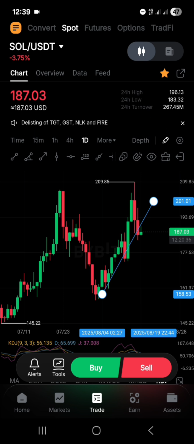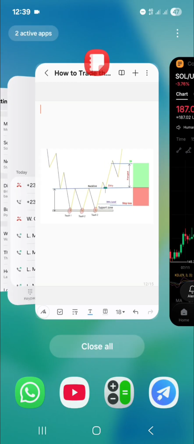So that's how we do this, guys, and it's been profitable over the years trading this pattern. So let's go back to our chart and let's go back to our table.